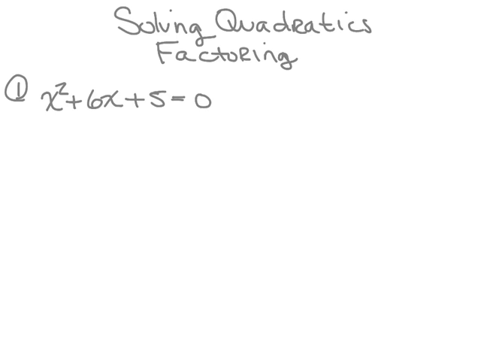Alright guys, in this section we're going to look at solving quadratic equations, and we're going to be using the factoring method. Before we can use the factoring method, we need to make sure that the equation is equal to 0, which it is. We also want to make sure that the quadratic is in standard form, which it is. Notice how we have the x squared, the x, and then the constant.